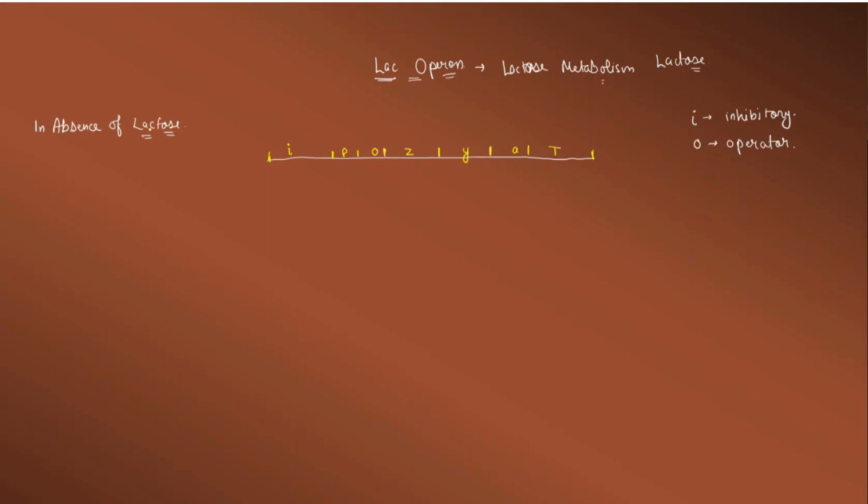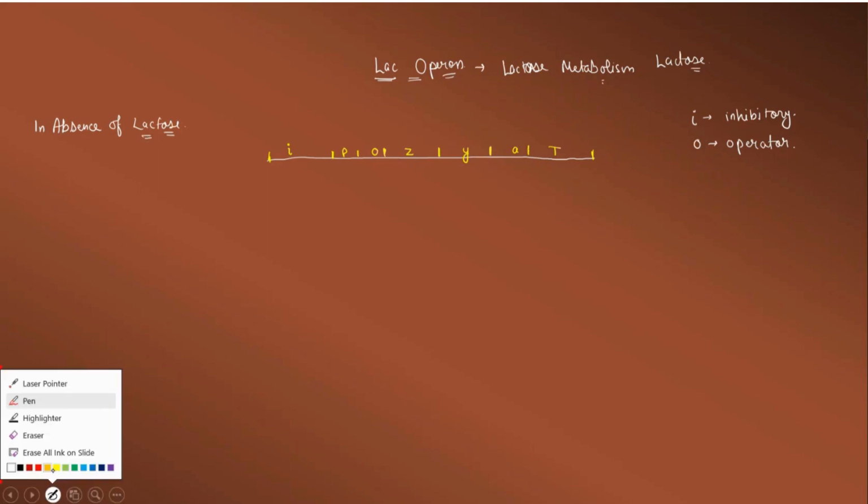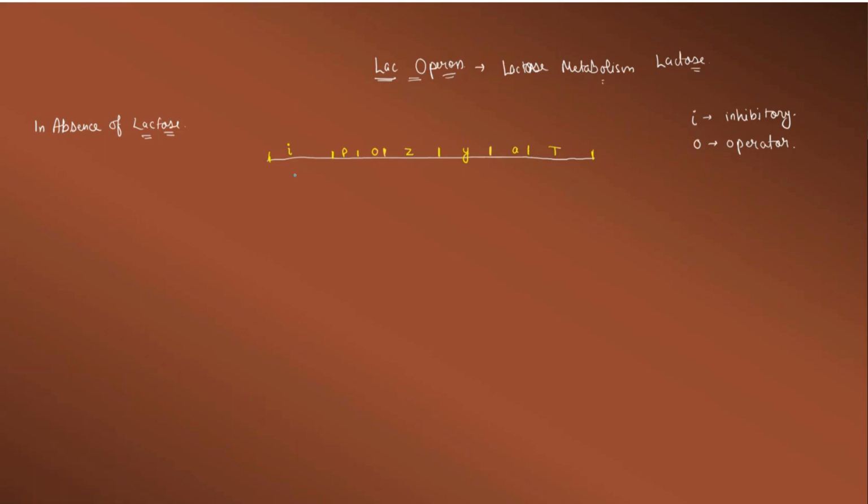In the absence of lactose, what we want to do is keep this operon switched off, right? So what will happen? The I gene will undergo transcription to form a regulatory mRNA, or repressor mRNA as you can also say. Then it will form a repressor protein by translation. So let's say this is the protein. Now what this protein does is it goes to the operator and binds with the operator.